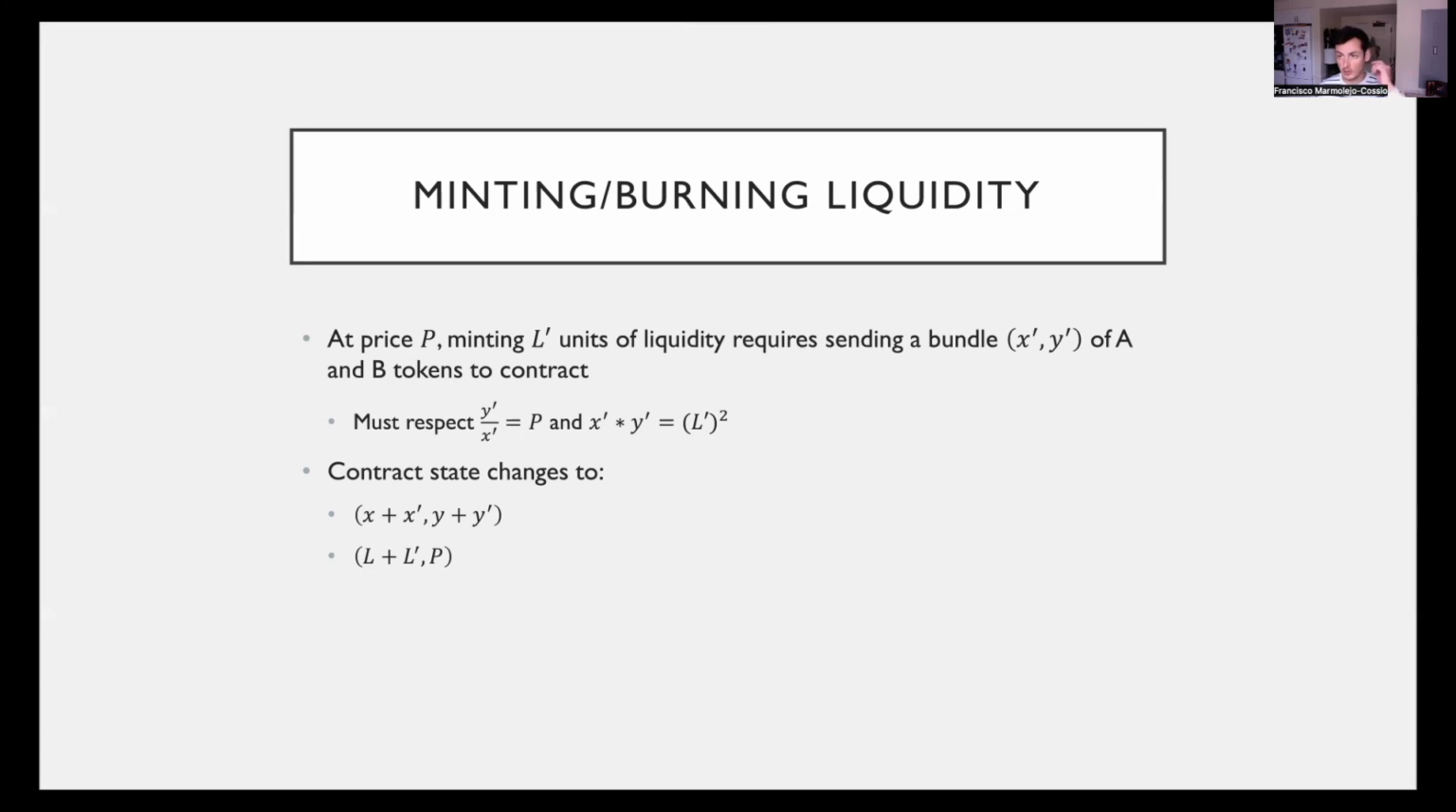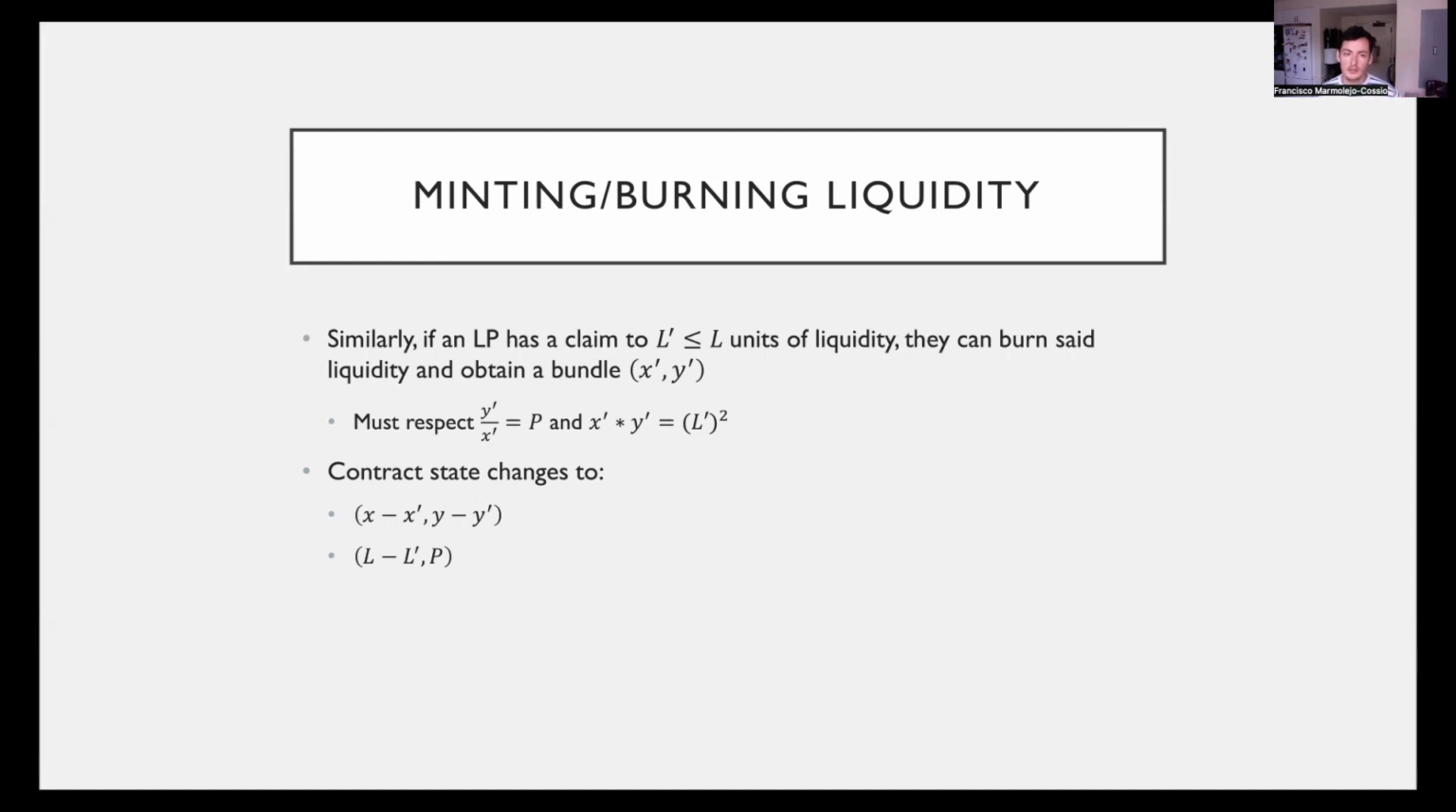It's added to the reserves that exist of token A and token B. And now the contract state changes in both of these two representations. As we can see, the first one is simply adding the reserves to the contract in the commensurate proportions. The second one is more towards the fact that liquidity providers only change the liquidity of the contract state. So they've added L prime units of liquidity to the contract by minting this liquidity.